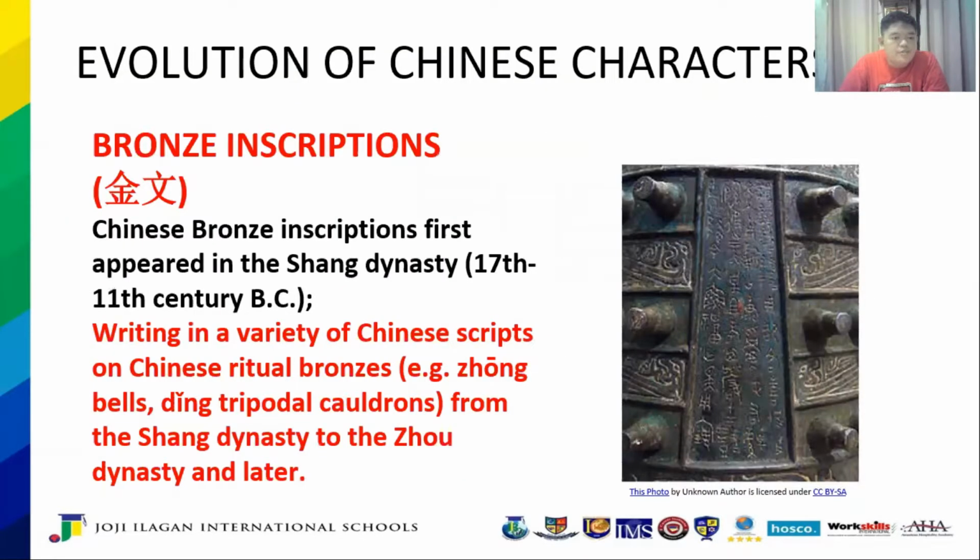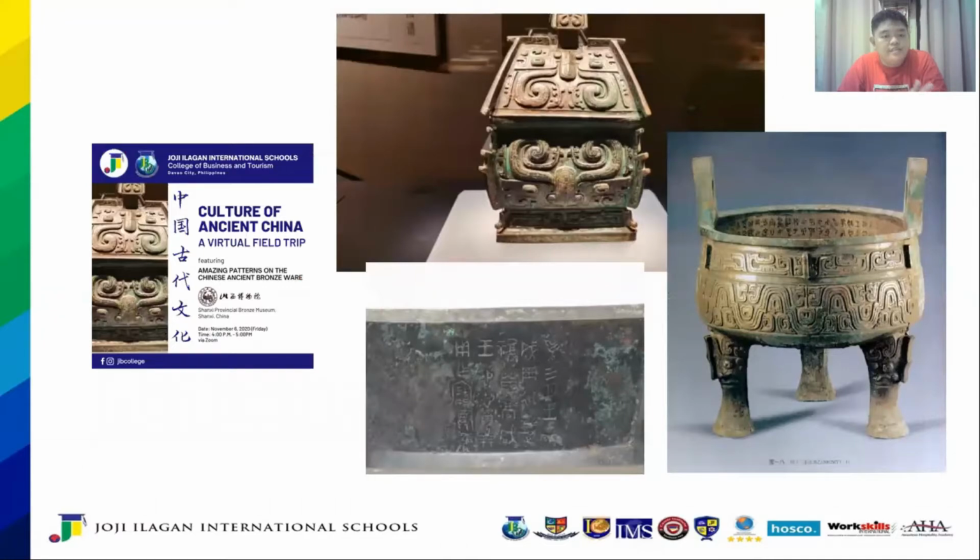Next are the bronze inscriptions, dated from the 17th to the 11th century BC. These Chinese characters are usually carved on ritual bronzes in China, like zhong bells and ding cauldrons. These date back from the Shang Dynasty to the Zhou Dynasty. As I mentioned, these bronze inscriptions are found on bronze artifacts, and they sometimes symbolize historical records, or sometimes divination, just like oracle bone inscriptions.